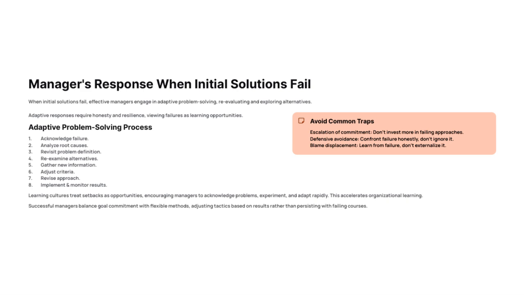When initial solutions don't work, effective managers don't give up. They reevaluate, explore new alternatives, and keep moving forward. In the end, managing failure well is about viewing setbacks as opportunities for growth and continuous improvement, which aligns perfectly with our overall goal of developing resilient and learning-oriented organizations.